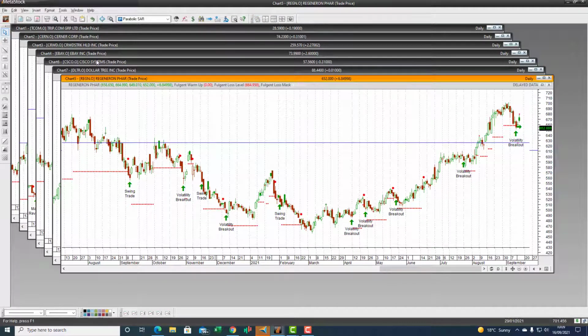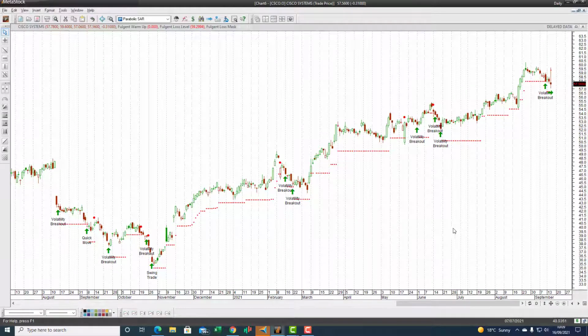Right, next up, Cisco Systems. If we maximize there, you can see a beautiful swing trade back here in October, captured most of that move. And then in December, January, March, another nice move. April, May, June, another nice move. June, July, August, captured most of that move.